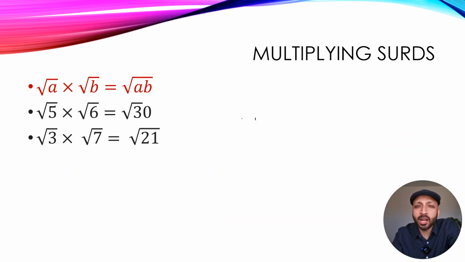So let's look at multiplying surds. Multiplying surds is quite straightforward. So here you got an example, square root of a times square root of b. When you multiply a and b together, you get ab. So the answer is square root of ab. So let's look at an example. You got square root of 5 times square root of 6. If you multiply the inside together, 5 times 6, that gives you square root of 30. Same with this question, square root of 3 times square root of 7, you just multiply, you get square root of 21.